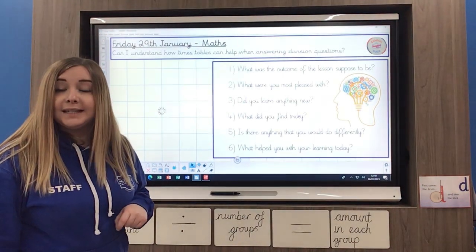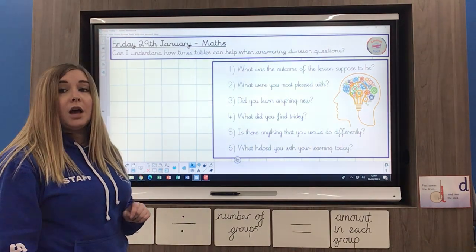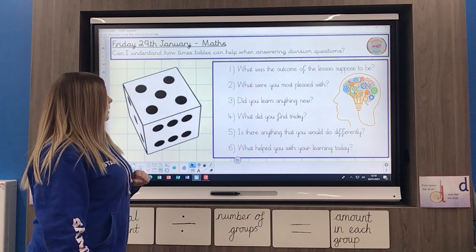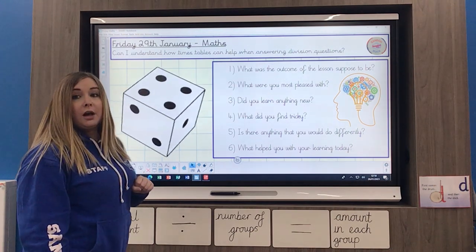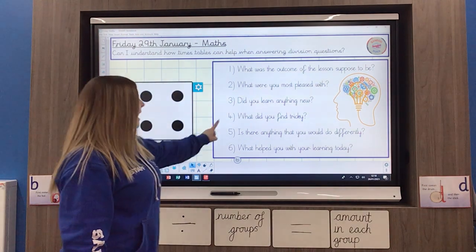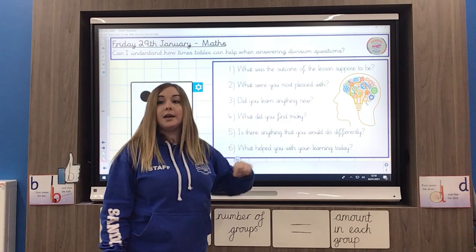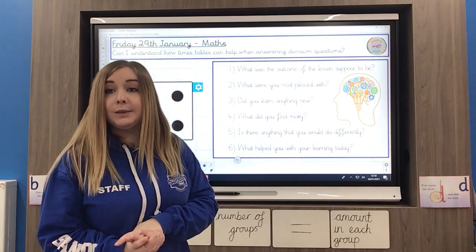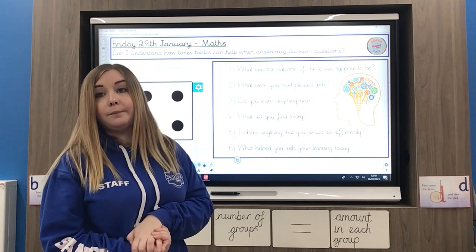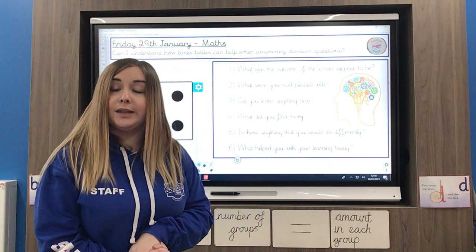Finally then, year 4, let's have a little think about our learning today. So we're going to roll our dice. Let's see what number we land on. And number 4. And number 4 says, what did you find tricky? So look back on today's work and think, what did I find tricky today? Don't forget to take a picture and send it to the Year 4 email address.